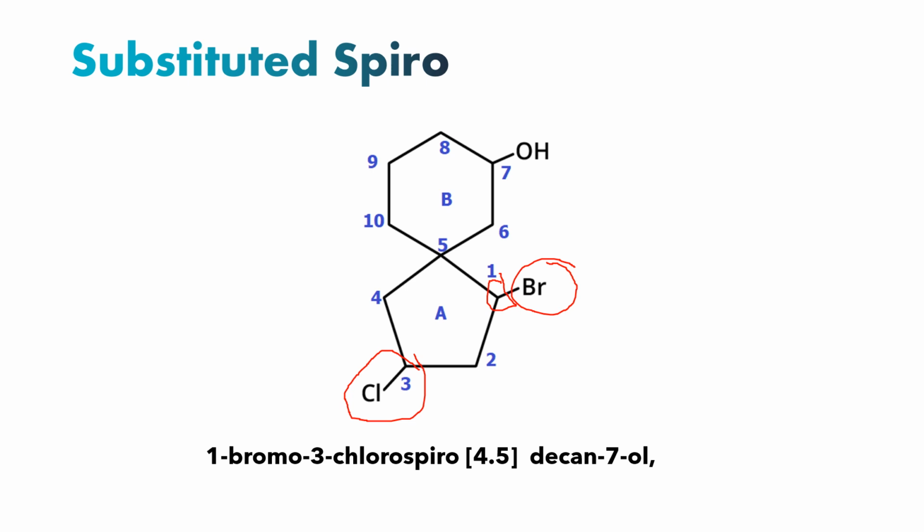So we write 1 bromo, 3 chloro, and then you can make the square bracket. In this ring there are 4 carbon atoms present, so 4 dot, and here there are 5 carbon atoms present, so it is 5. The square bracket is complete, and it is a derivative of decane because there are a total of 10 carbons, but there is a hydroxyl group present at carbon number 7, so we can write decan-7-ol. So in this way, you can give the name for the substituted Spiro compounds.